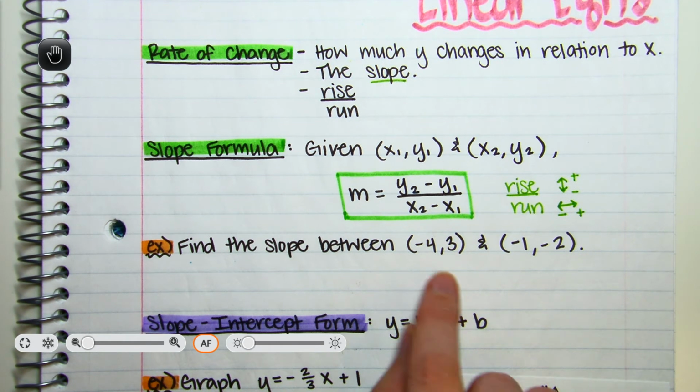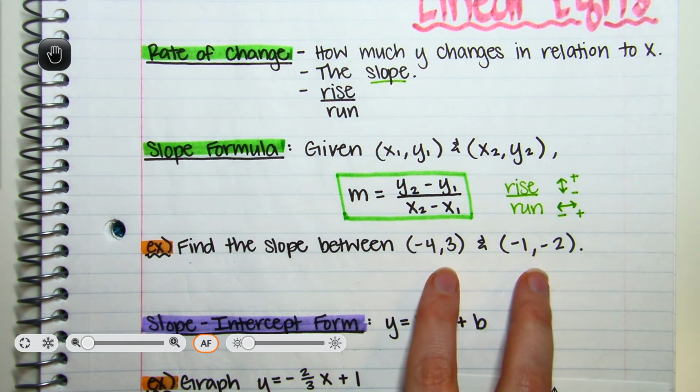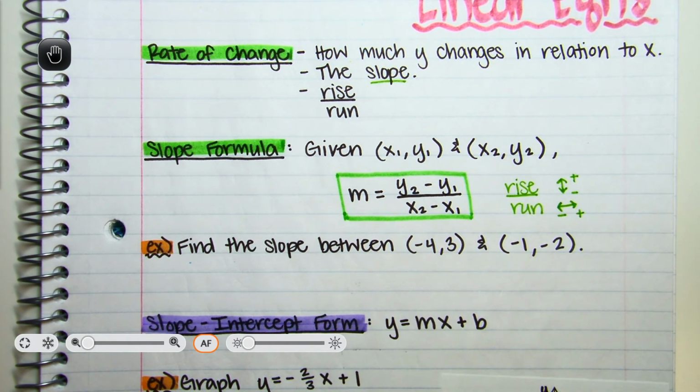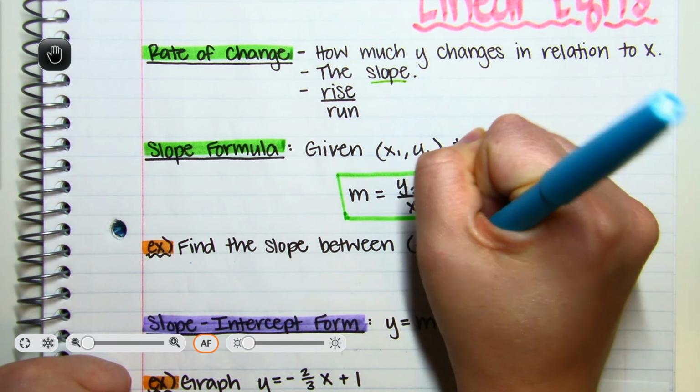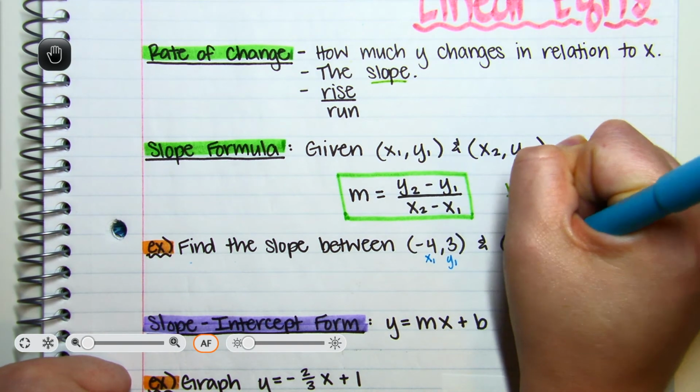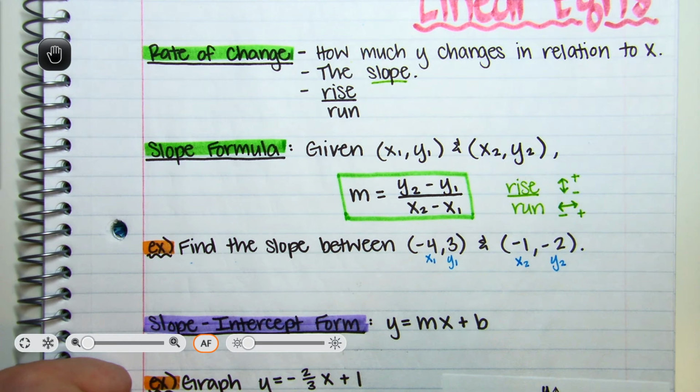So we want to find the slope between these 2 points. Now, for the sake of keeping track of what's what, I'm going to go ahead and label these with the x sub 1, y sub 1, x sub 2, y sub 2. Just so I keep track when I'm writing them into my formula. If you can do it without writing those little notations, totally fine.